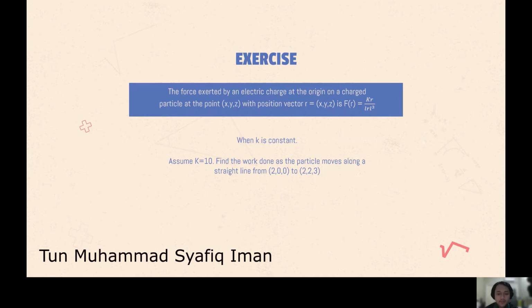The first clue or hint that we get from this question is the work done. So for the work done, we need to use the F(r) formula. And as the particle moves along a straight line, we need to use a straight line equation to find x(t), y(t), and z(t). That's all from me. Thank you.